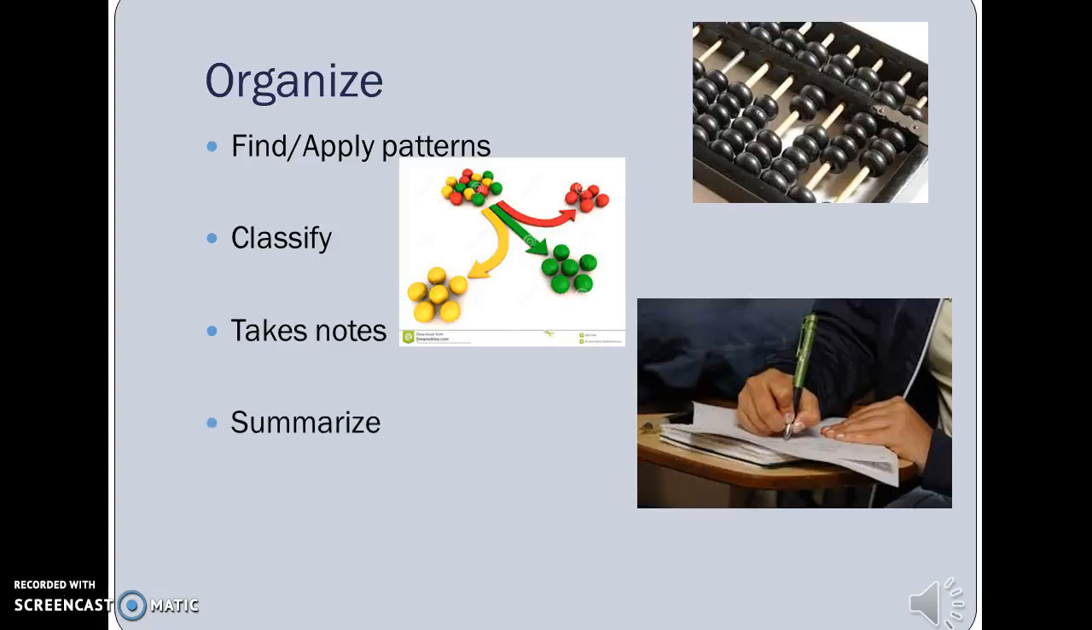Also, you can summarize. So if you're reading something, you can write down what the main points were from that page. That will help you remember. And use selective attention. Again, this is kind of looking for main points and not trying to understand the whole.